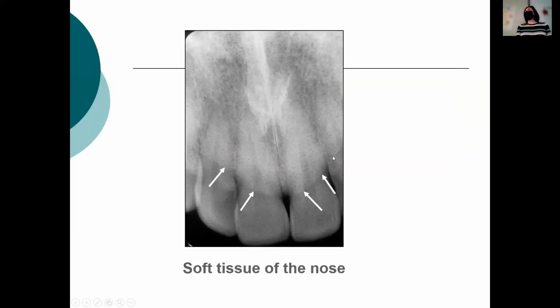And then this is an example of soft tissue of the nose. It comes down right to the central incisor. It would be hard to see unless you knew to squint your eyes and look sideways and go, oh yeah, that's a nose. It just changes the contrast a little bit, making it a little more radiopaque than the lower part of the tooth.